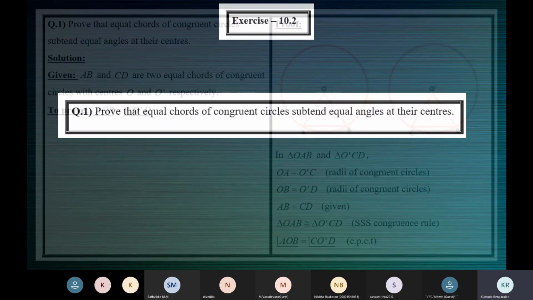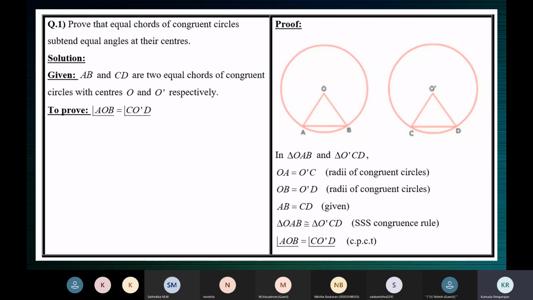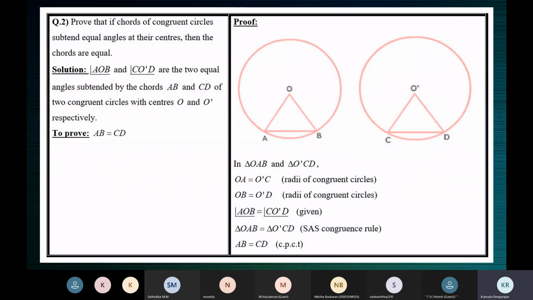This is exercise 10.2. In 10.1, we had true or false and fill in the blanks. Here we have only two proofs. One is a statement and the other is the converse of the statement. The two circles are congruent circles, that is, they have the same radii. In the two circles, if the chords are equal, you should prove that they subtend equal angles at the center. The converse is, if the two chords subtend equal angles at the center, then you should prove that the chords are equal.